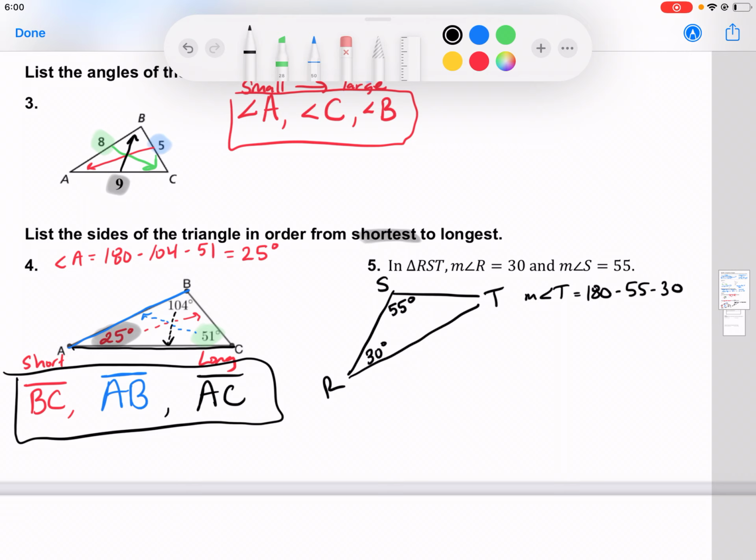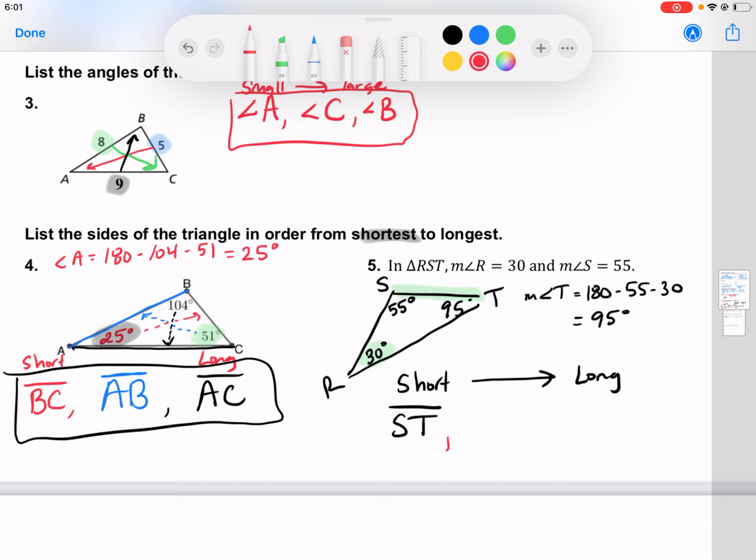So we've got our 95 degrees. I'll just even write that in there. And we're going short to long. So let's start with the short side. Then we'll go to the long side. So shortest side will be across the shortest angle. So this angle, or the opposite side from there, would be ST. By the way, you can write ST as TS. That's whichever direction. It doesn't matter. I'm just going to keep it in alphabetical order. But you do what you want.